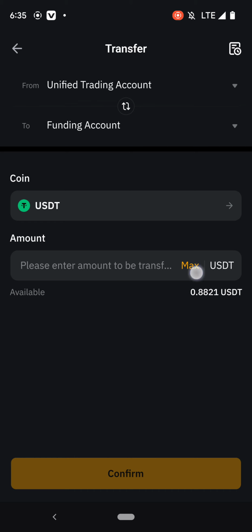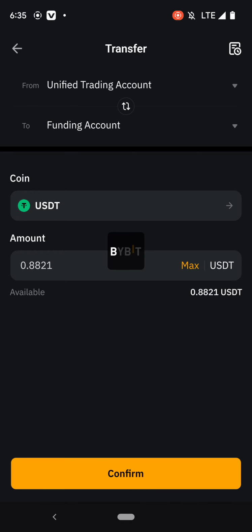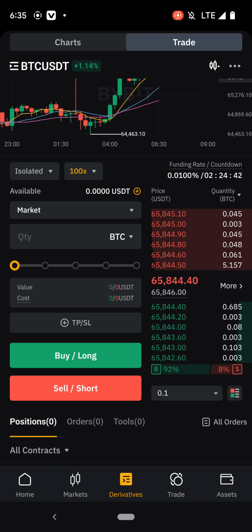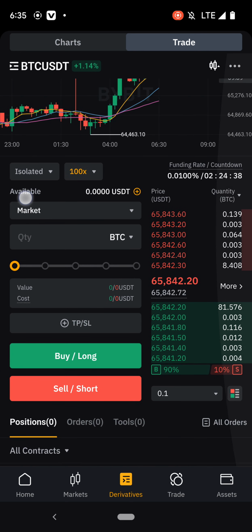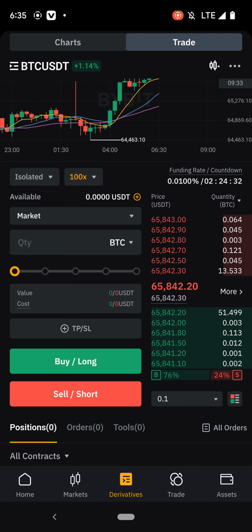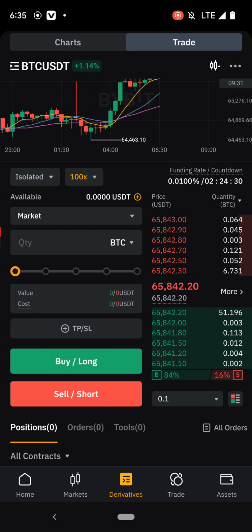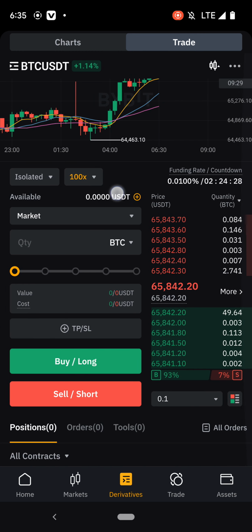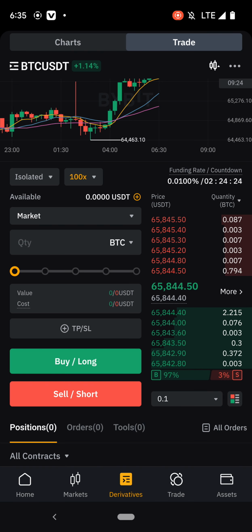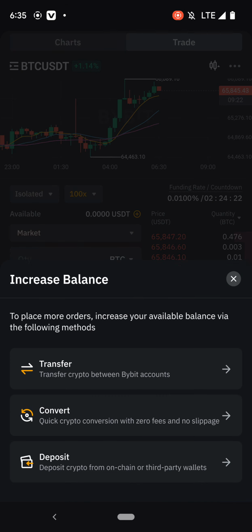Let me just do everything here and then show you how I did it in order to transfer my funds. Now when you look at the right hand side where I have available, you see my available is totally zero. So I'll just click on this small plus beside here.